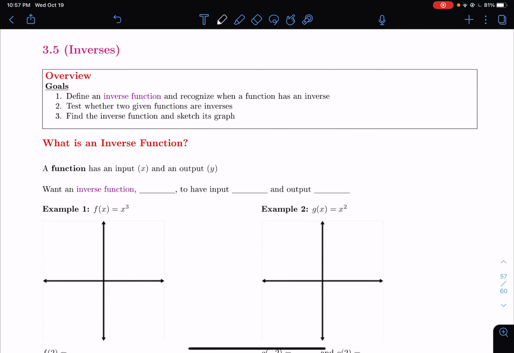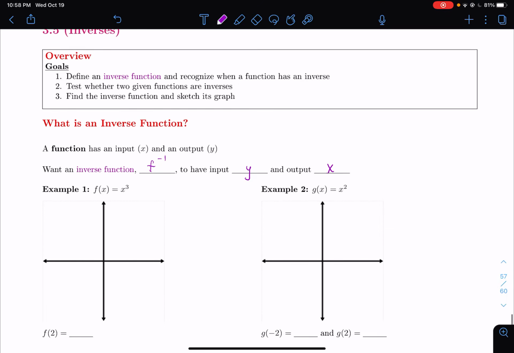So remember that a function has an input x and it's got an output y. So what I want now is something called an inverse function. The way I'll write it is f, and then in the exponent I'm going to put a -1. That's not actually an exponent, it's just notation that means an inverse. What the inverse function is going to do is have an input y and output x. In other words, it's going to switch the input and the output values in the original function. So let's take a look at an example.